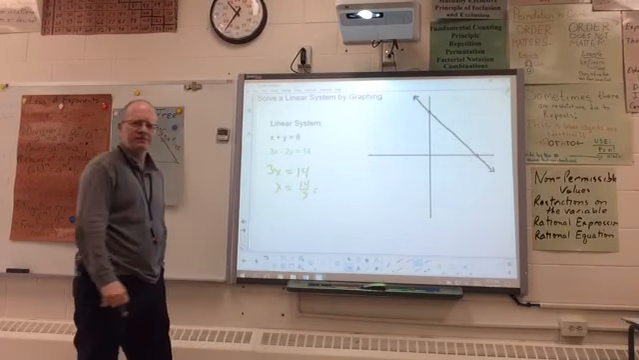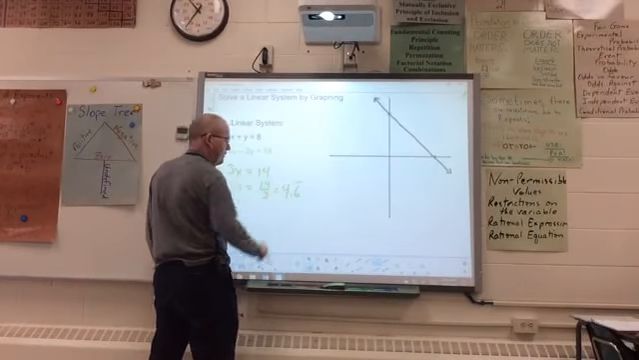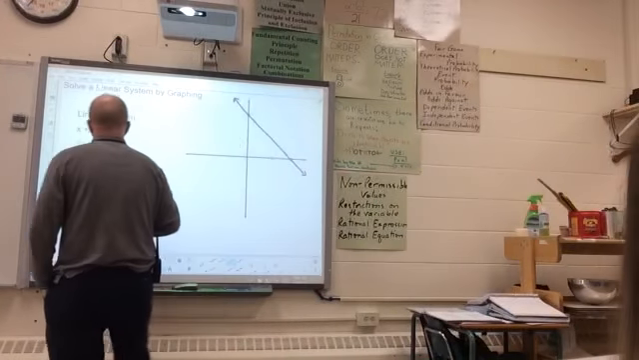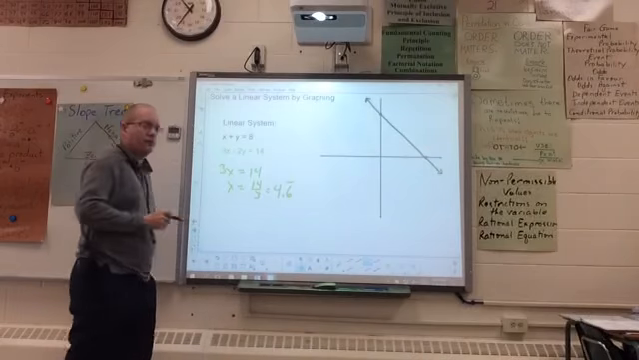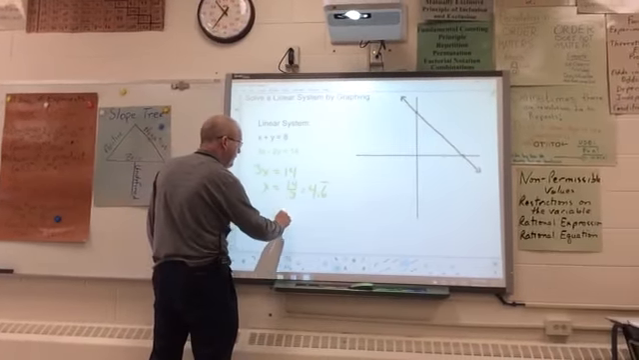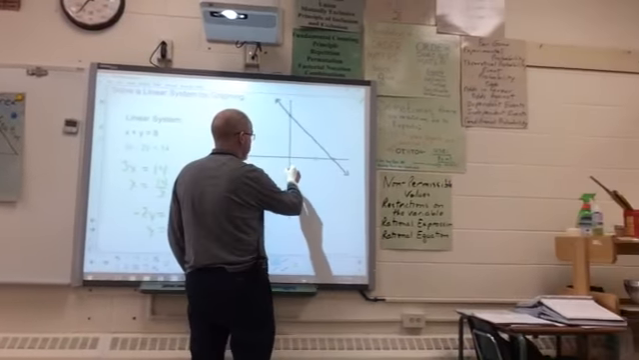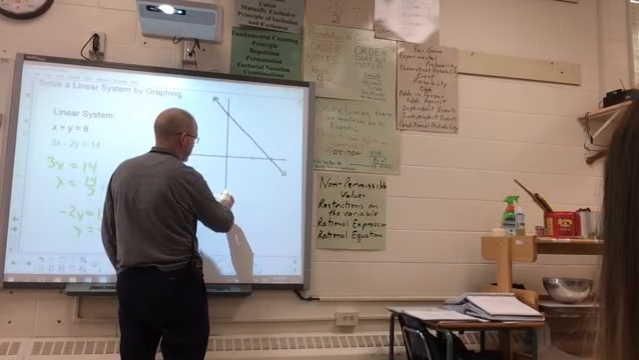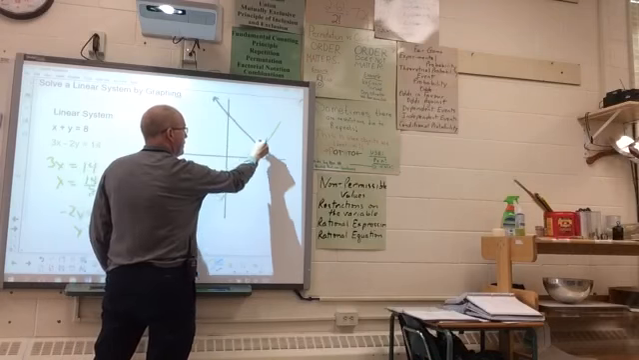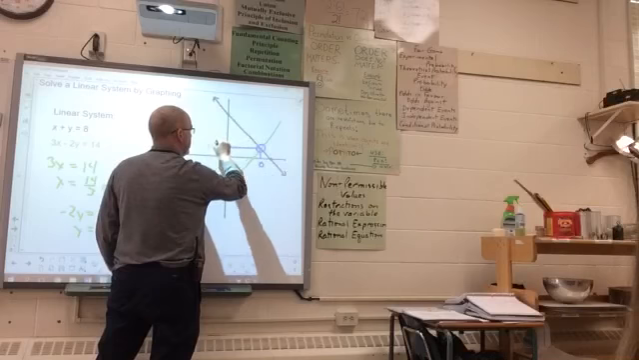So, what is 14 thirds? 4.6 going a bunch of times. 4.6 repeating, or 4 2/3. Now, what's the y-intercept? Minus 7. Yes, minus 2y equals 14. Y equals minus 7. Now, these cross at 3, 6, and 2.